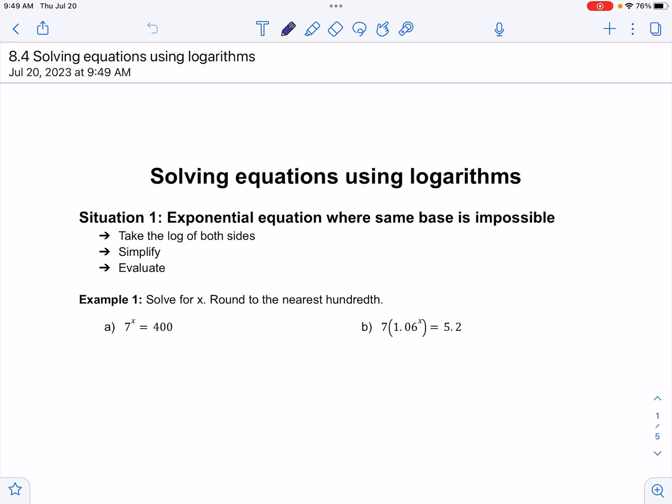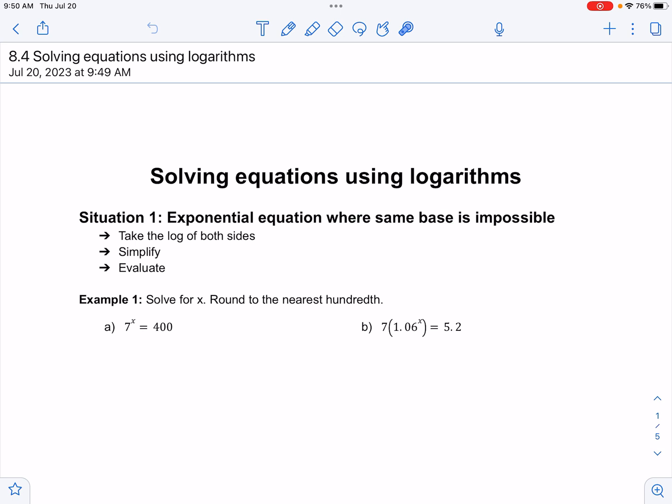Alrighty, we're going to conclude our work with logs as we talk about solving equations using logarithms. In this video, we're going to talk about a lot of different situations, and we will conclude with some word problems. Our first situation that we're faced with is an exponential equation where finding the same base is impossible.